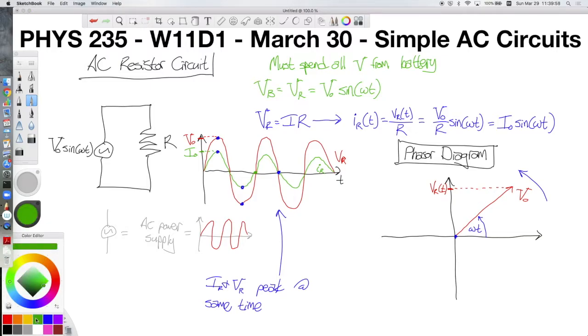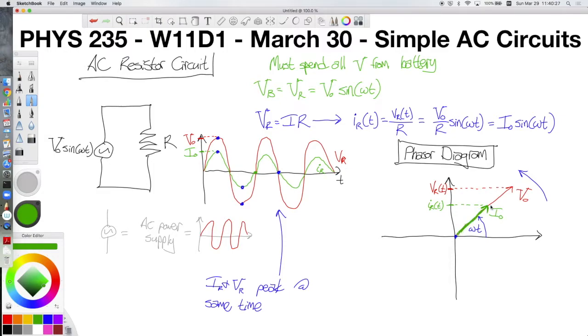We can also put the current on this same graph. So in green, this green arrow right here could be I0. The magnitude of the vector is the maximum value of that quantity. And then the y component of that vector gives you the value of that quantity at that specific moment in time. So here, I'm going to draw the green one a little darker, make sure everybody can see it.